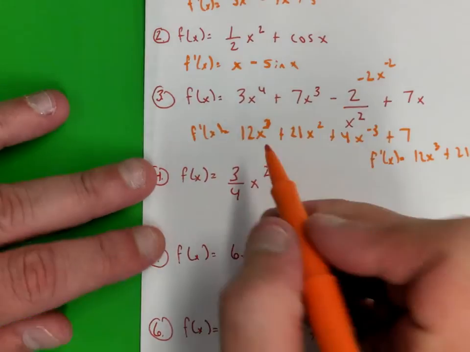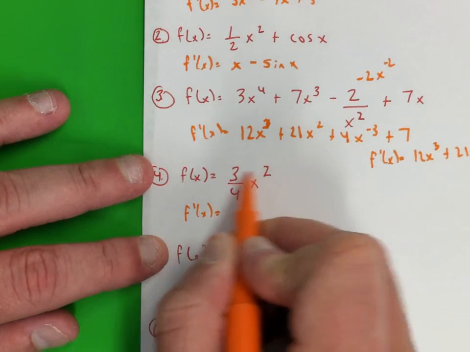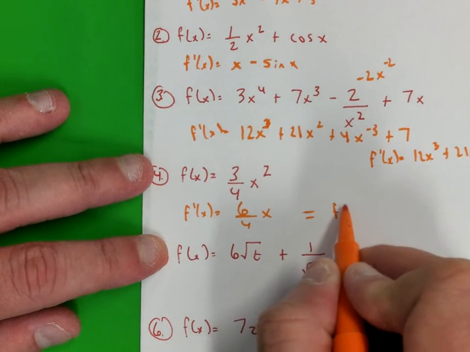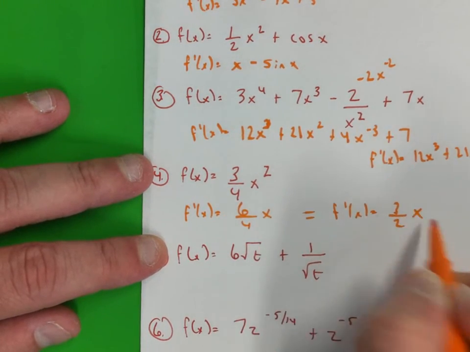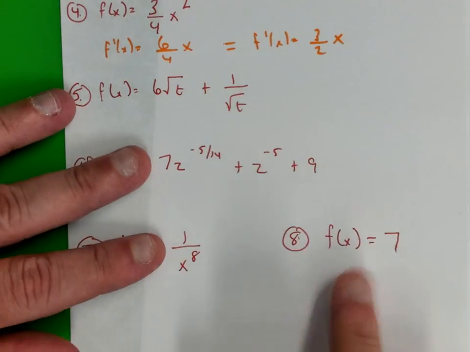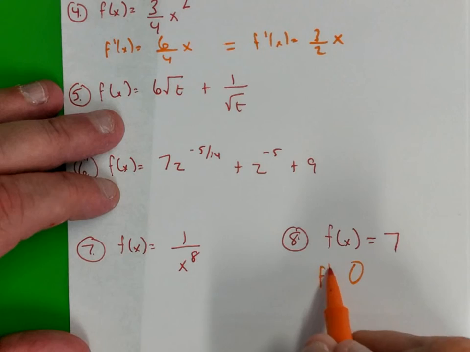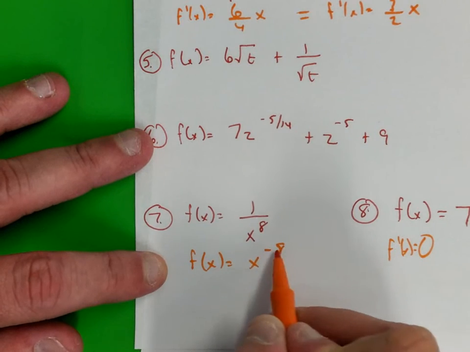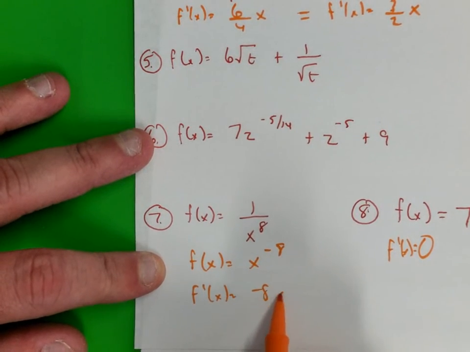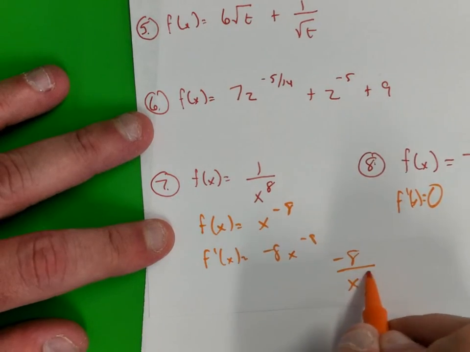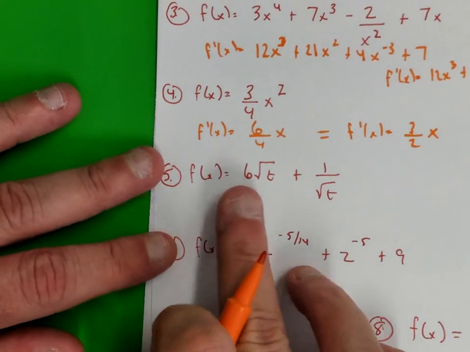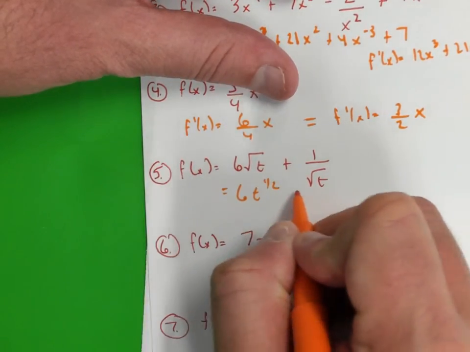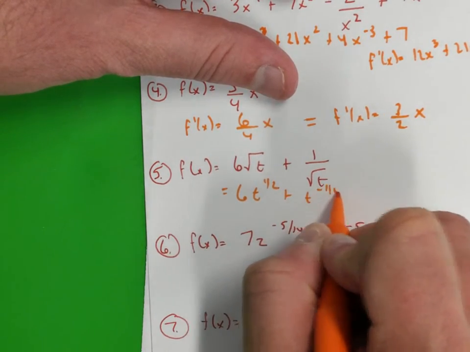Number 4. I have to bring that 2 down. F prime of x. 2 times 3/4 is 6/4. X to the first, 2 minus 1, then reduce it to f prime of x equals 3/2 x. What is the derivative of this right here? 0. I would rewrite this as f of x equals x to the what? Negative 8 times 1 is x to the negative 9. Then I would write it as negative 8 over x to the 9th. You good on that? Now, do you need to rewrite this one? That would be 6t to the 1/2 plus, how do I rewrite that? T to the what? And then go from there.